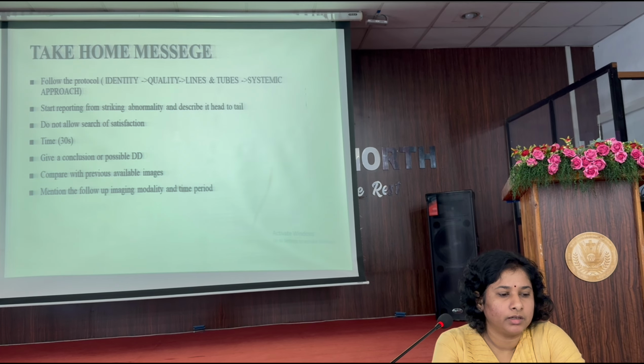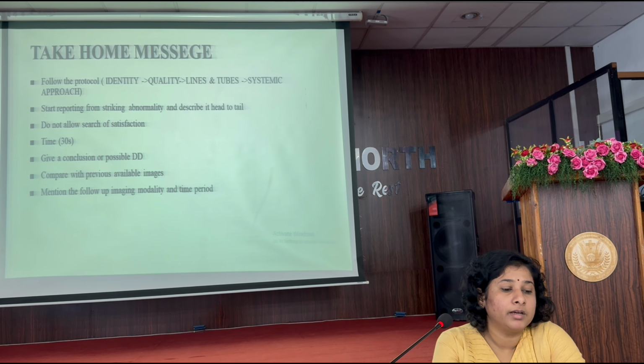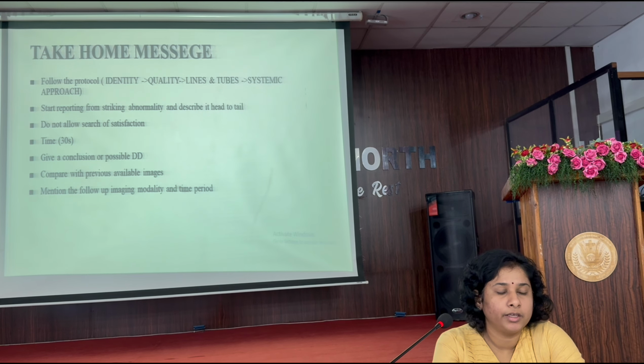And at the end of the reporting, give a conclusion or possible differential. Most of the time, we couldn't come to a conclusion, so it is better to give a possible differential diagnosis. And if available, always compare with the previous images, and mention the follow-up imaging, whether the X-ray needs to be repeated in how many weeks or days, or whether we need to go for HRCT or CT.